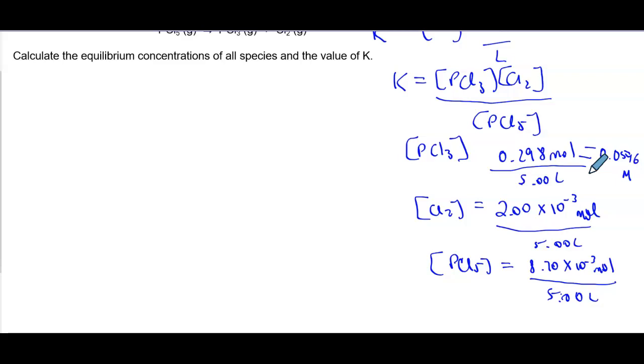I'm going to take 2.00 E to the negative 3 divided by 5, and I'm going to get this one to be, I'm going to write it underneath here just so you can see it better, 4.00 times 10 to the negative 4th big M. I'm going to take 8.70 E to the negative 3 divided by 5, and I'm going to get, for this one, 1.74 times 10 to the negative 3rd big M.